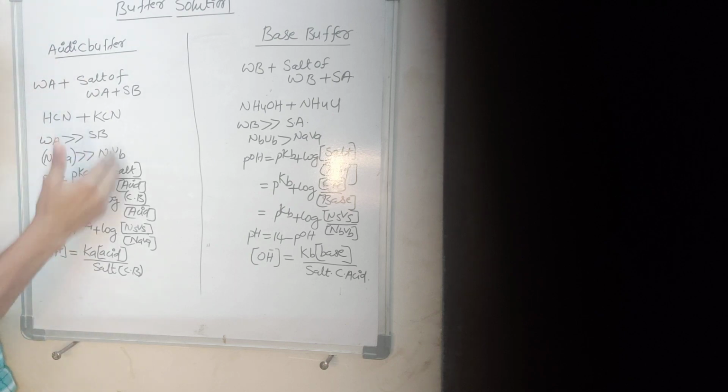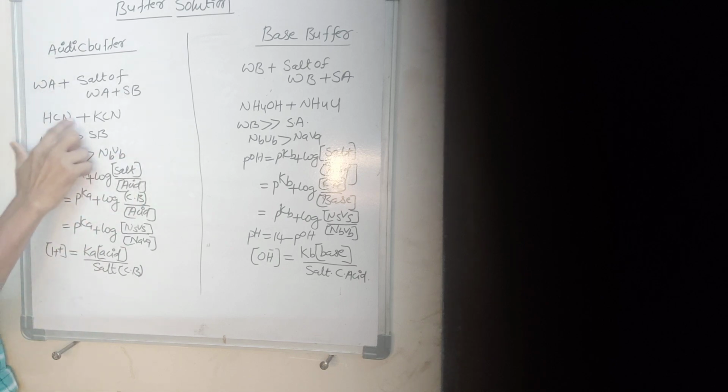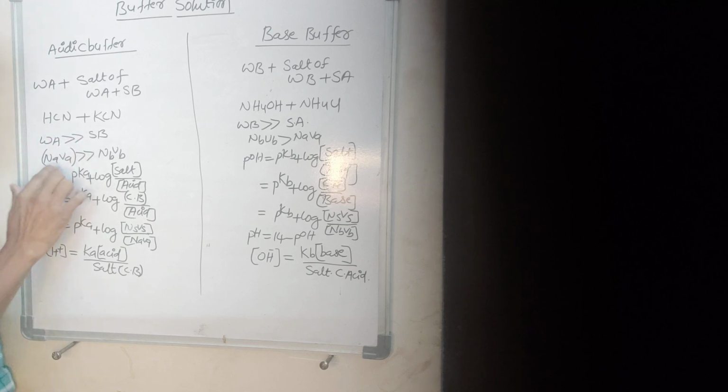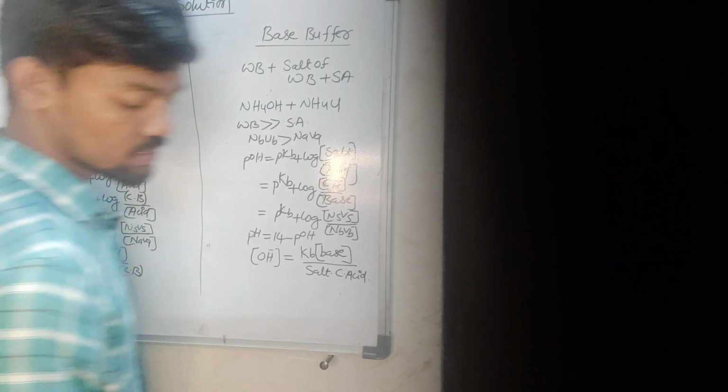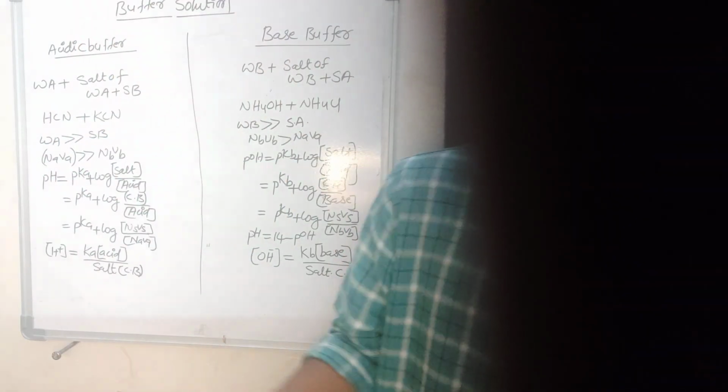In terms of concentration, NaVa will be more than NbVb. Why? Because we are adding two weak acids, so the weak acid has more concentration than the strong base. It means we are taking an excess of weak acid. So NaVa is greater than NbVb, and this is an acidic buffer solution.